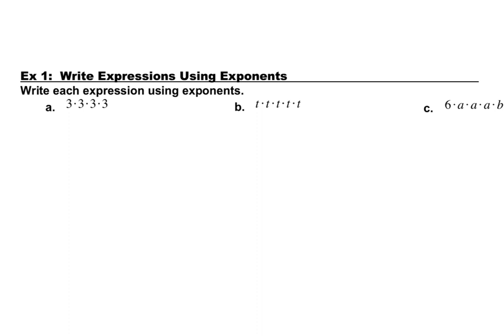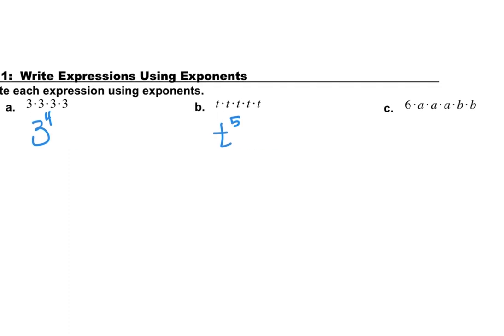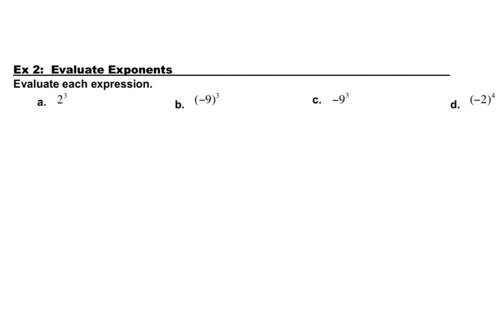All right, example 1, how do I write expressions using exponents? So we have 3 times 3 times 3 times 3. So our base number is 3, and because I have 4 of them, our exponent is 4. For letter B, we have t times t times t times t times t. So because I have 5 of them, it would be t to the 5th power. All right, and letter C, we have 16, so there's nothing to combine with that. But I have 3 a's, so it'll be a to the 3rd, and then because I've got 2 b's, b squared.